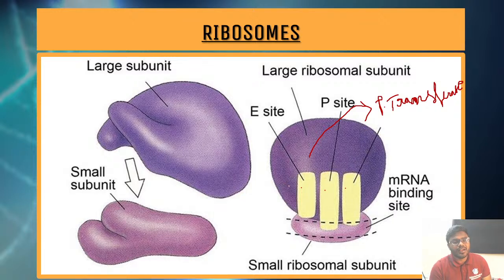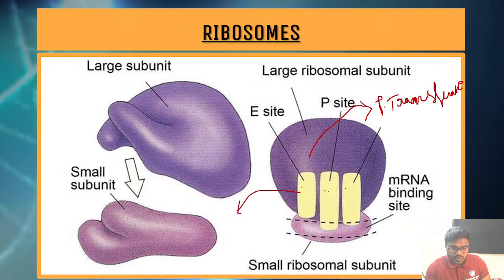We read very clearly, friends. In the E site, whatever the tRNA that is uncharged, I hope every student remembers. In prokaryotic translation we studied very clearly when we can call a tRNA the uncharged tRNA: whenever it is not associated with its particular amino acid, then only it can exit.